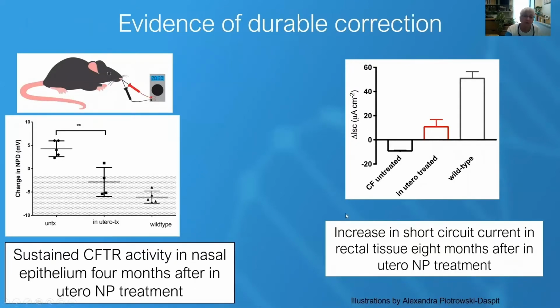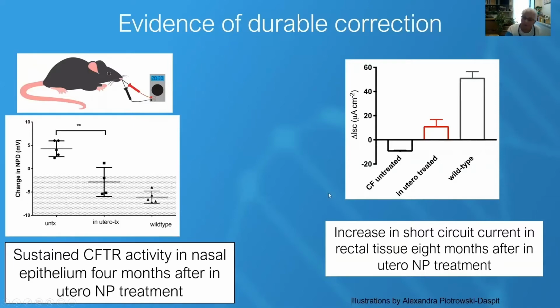We have a subset of mice that we allow to age. And at 4 months of age, if we look at NPD, what we can see in untreated animals, again, we don't see the hyperpolarization here. In utero treated, 3 of the 4 seem to fall into the shaded area, which is our wild type range. And then here's a group of wild type animals to compare to.